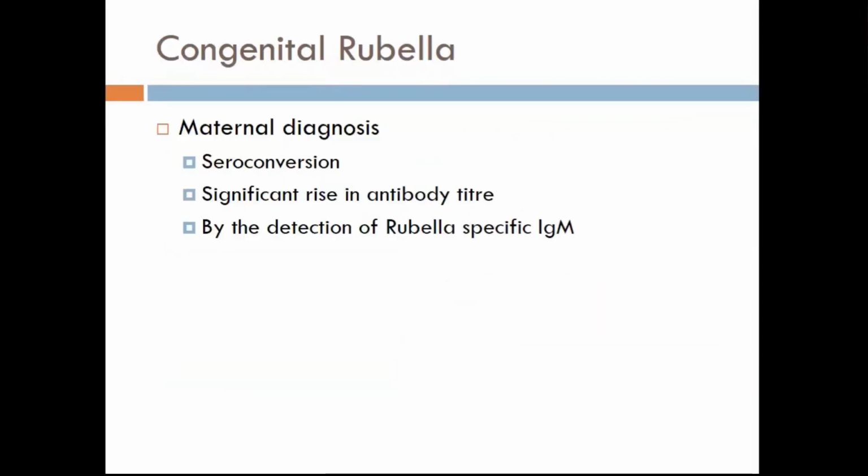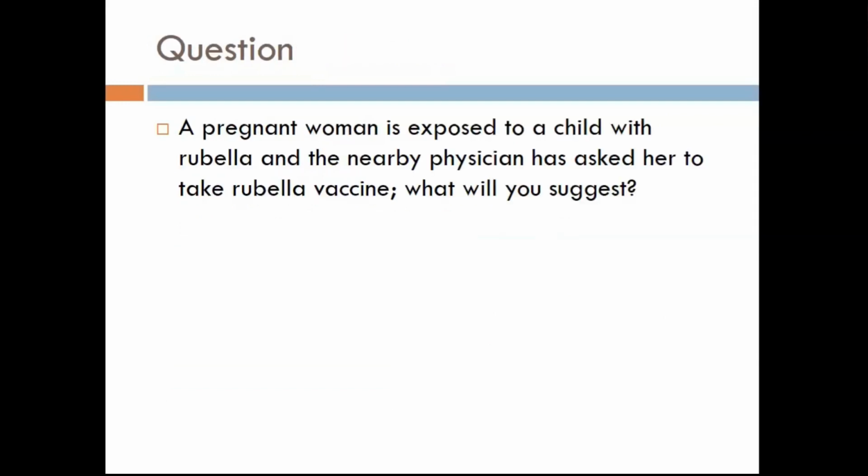Maternal diagnosis is again by seroconversion, a significant rise in antibody titer, and detection of rubella-specific antibodies. A pregnant woman is exposed to a child with rubella, and the nearby physician has asked her to take the rubella vaccine. What do you suggest? And she had taken the vaccine and came to you.